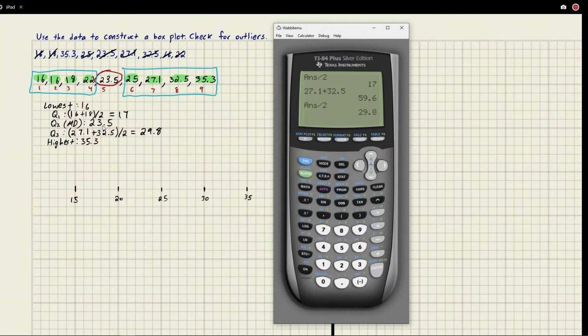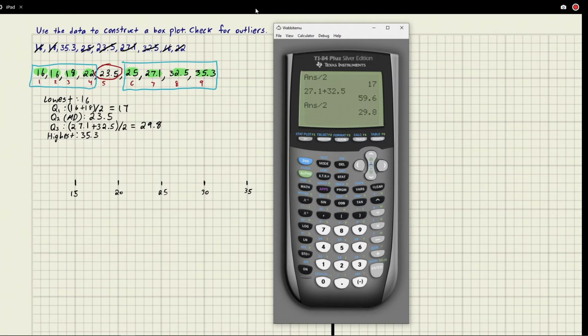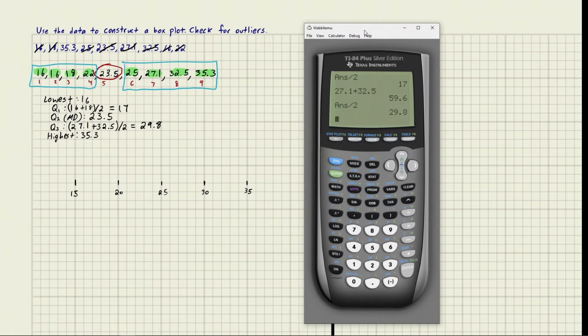How big your scale is will be dependent on your data. So notice our biggest number is 35.3 and our lowest number is 16. So I chose to count by 5s. But sometimes you might count by 100s, you might count by 10s. It's going to change. So our first value is 16. That's going to go right here. So I'll do this in red. We've got a 16. Our next value is the first quartile. That's 17. So it's really, really close.